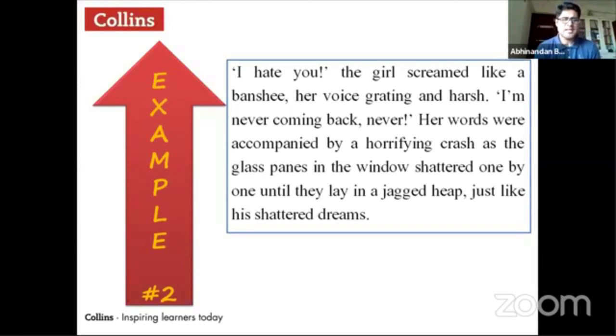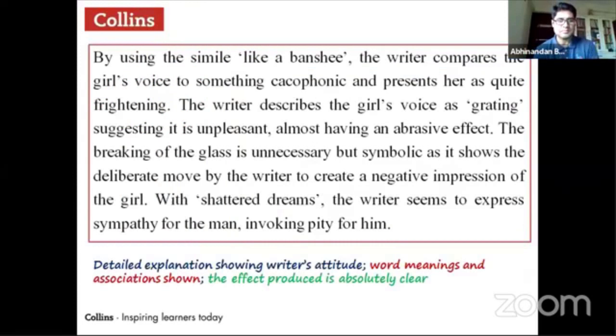Okay, so if I say, "I hate you," the girl screamed like a banshee, automatically that effect is produced and our learners will be all caught off guard momentarily. But that is exactly what writer's effect is all about. It has to create that impact. It has to establish that atmosphere. And you see how interesting it becomes thereafter.